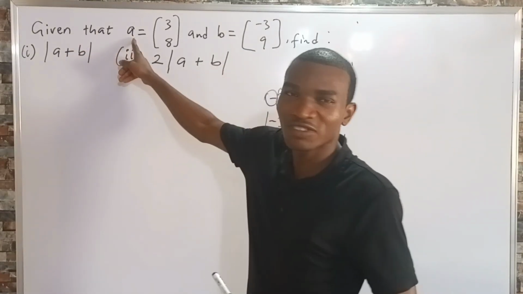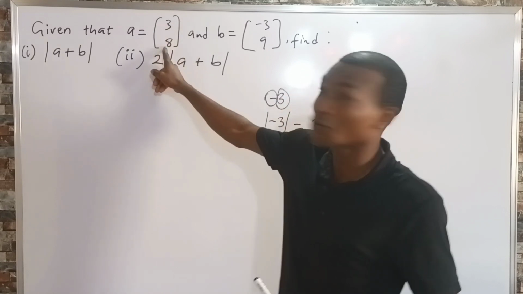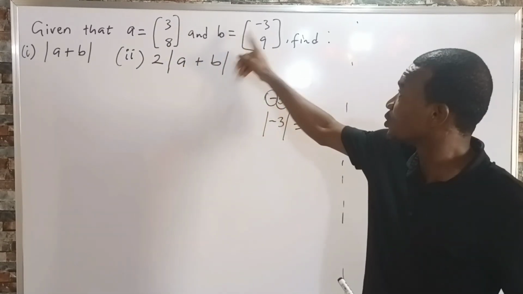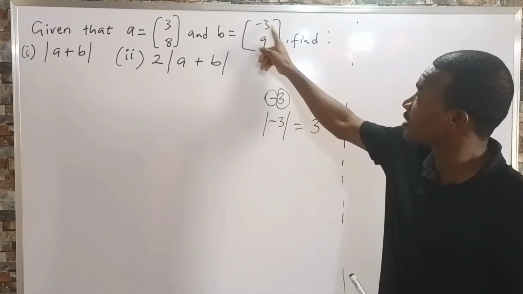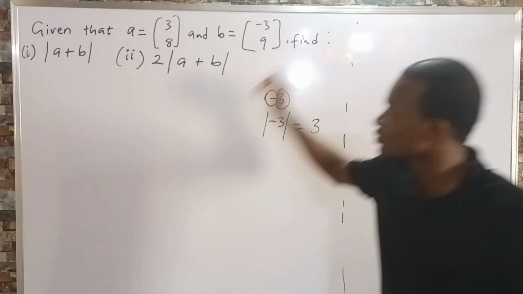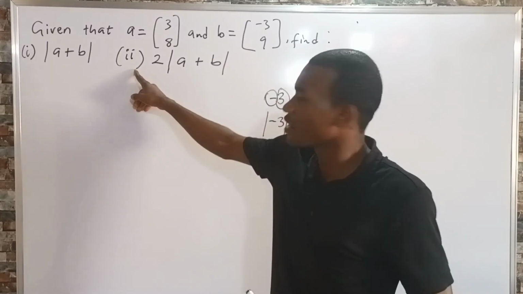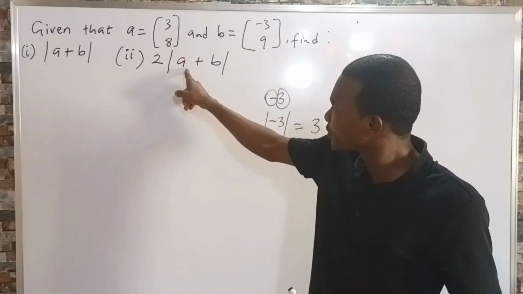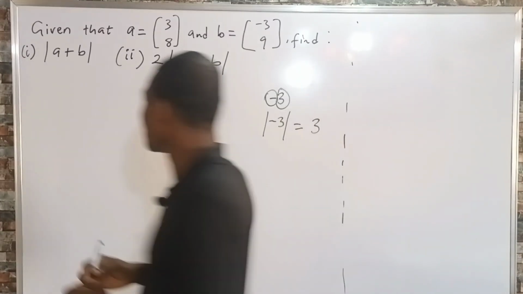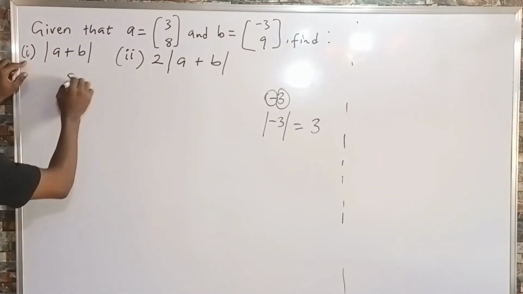We are given that matrix A is equal to, for the first row 3, second row 8. And matrix B is equal to, the first row is negative 3, and the second row is 9. We are then asked to find, the first question, the absolute value of A plus B. And the second question is 2 multiplied by the absolute value of A plus B. Let's go ahead and solve this problem. First things first, let's begin with the solution.